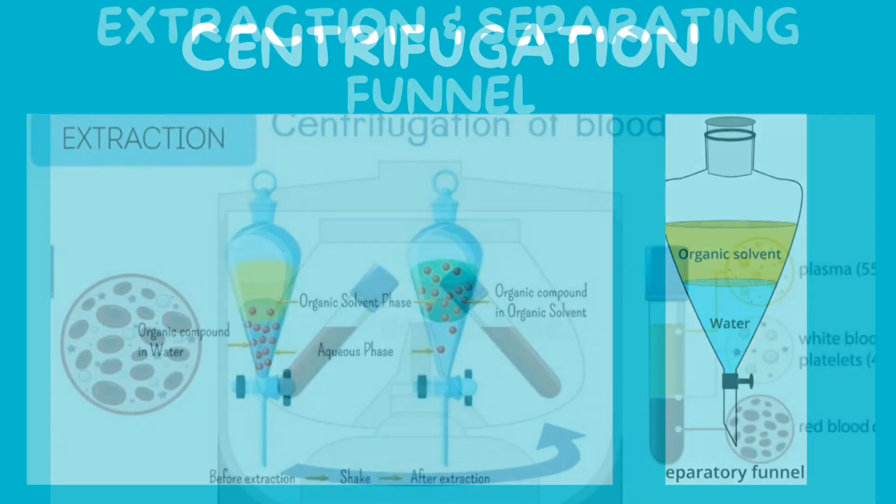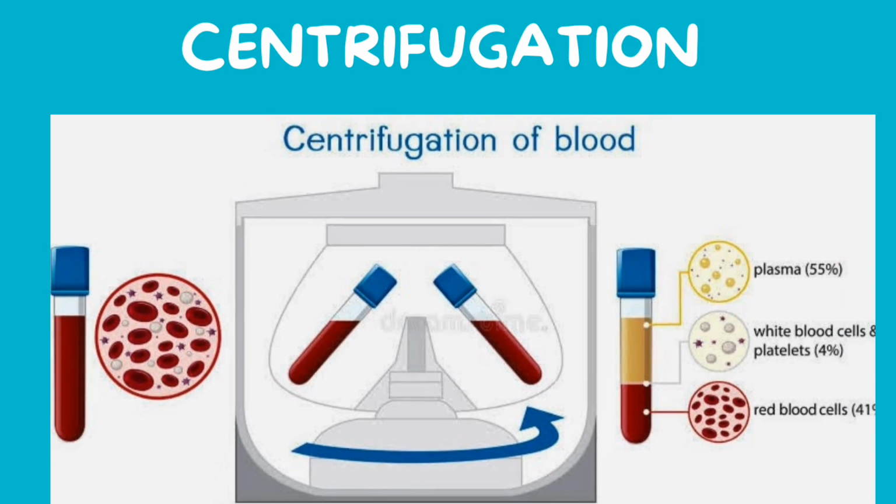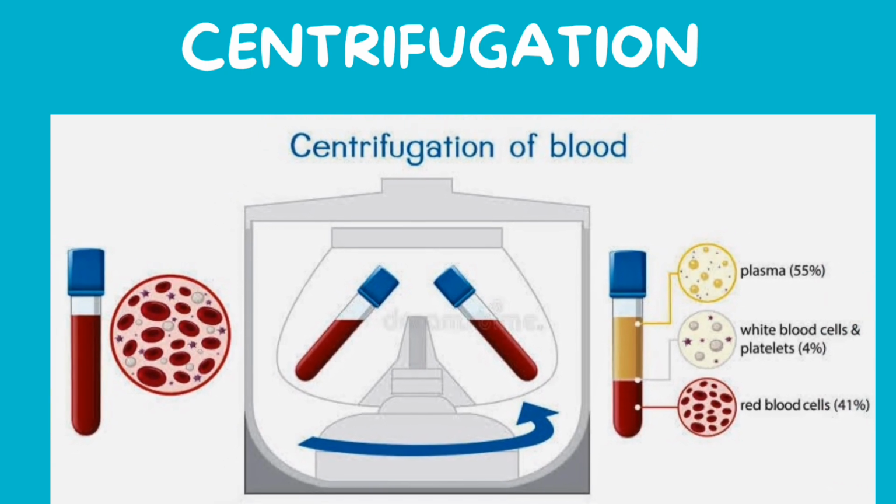We have centrifugation. Centrifugation is another separating technique which is based on the difference in densities of constituents in a mixture. Let's take, for example, the centrifugation of blood. We have the red blood cells being the denser part, being at the lower part, and we have the white blood cells and blood plasma being at the top.